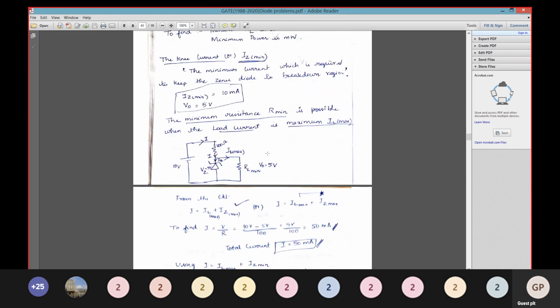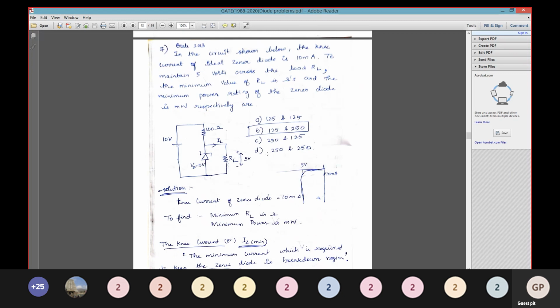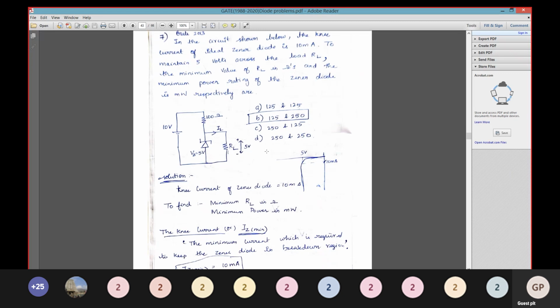Okay, so we'll see one problem under this Zener diode concept. The next question: in the circuit shown below, the knee current is nothing but the minimum current which is required to turn the diode on. That is your knee current. So in the circuit shown below, the knee current of an ideal Zener diode is 10 milliampere.